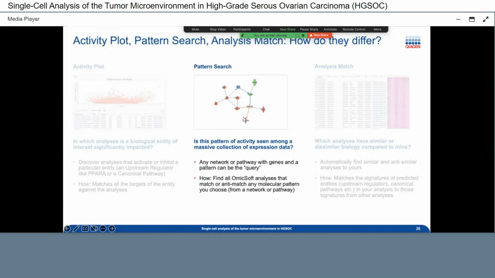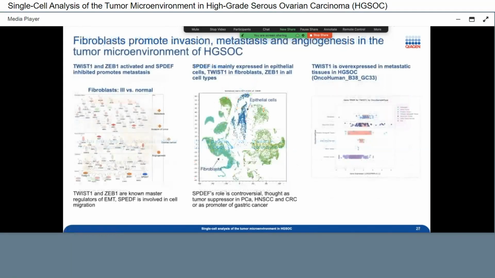The world being our universe, which is this 118,000 comparison expression data set. I would like to know where do I find any match or anti-match of that particular pattern search. I would like to find that. Okay, and I'm going to give you an example.